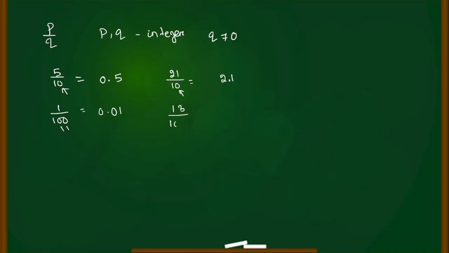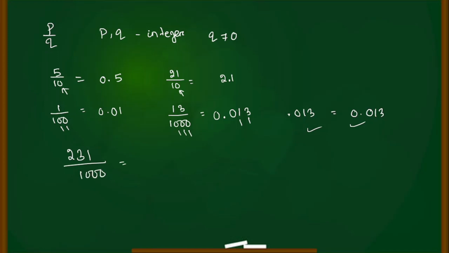Then 13 by 1000, how to write? First write down 13. Okay. So how many zeros are there? 3 zeros. So we need 3 digits after the decimal. Here there are already 2 digits, that's why we need 3 digits, meaning a 0 in front. So already 3 digits, then put the decimal point. Also remember, 0.013 is equal to .013. They are the same. Okay. Suppose the next question is 231 divided by 1000, then you can write 0.231, yes or no.